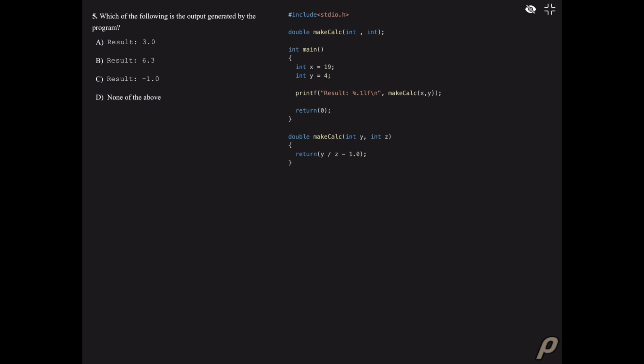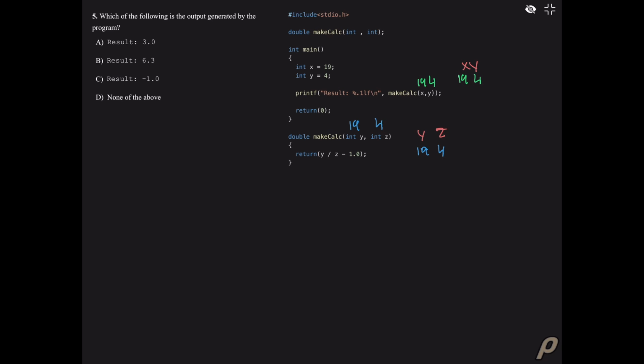Question 5. Which of the following is the output generated by the program? Yet another one. And if we see, looks just like the previous two ones, just a different function again. So we can do our x and our y up here. We know that's going to be 19 and 4. And this will be a 19 and 4. Pass it down into this function. And just like before, it's only the order that matters, not what the name of these parameters are. So that means y and z are just going to be 19 and 4. Sorry for my bad 9s there.